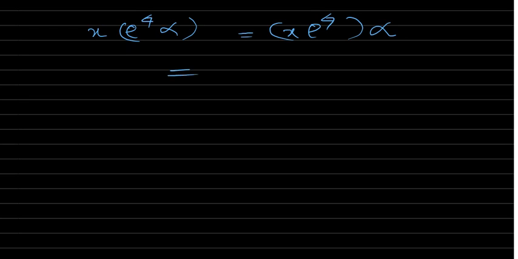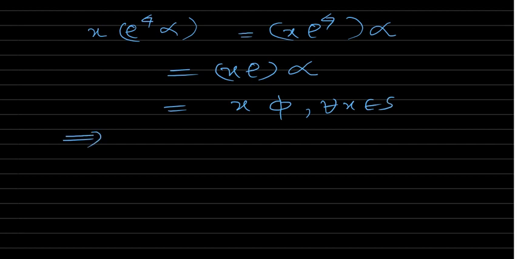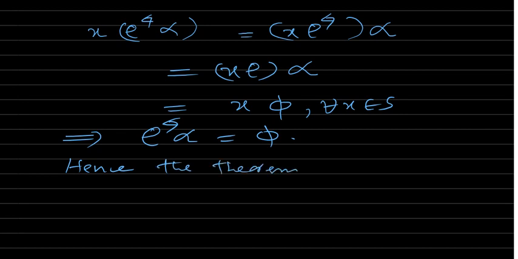But what's the image of x under rho natural? That's the rho class of x of alpha. But what's x rho of alpha? This is equal to x phi for all x in S. So which means that rho natural alpha is equal to phi. So hence the theorem is proved.